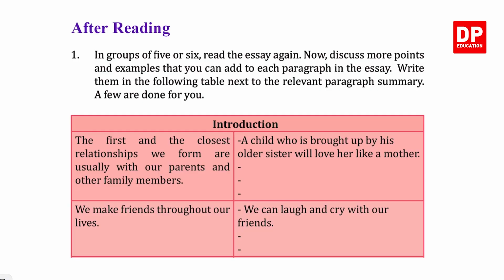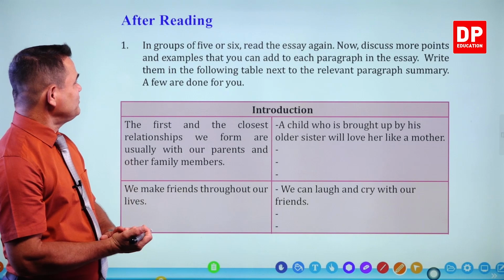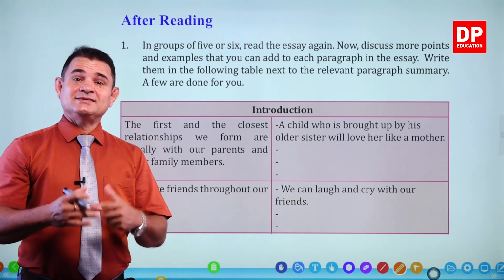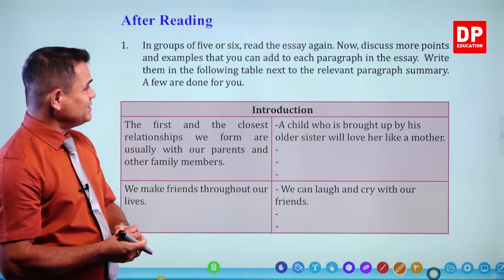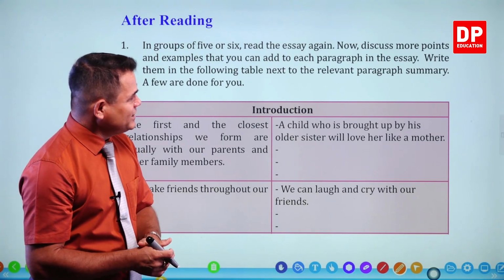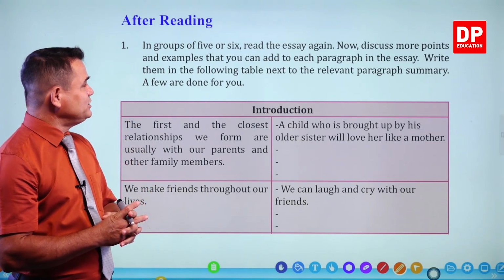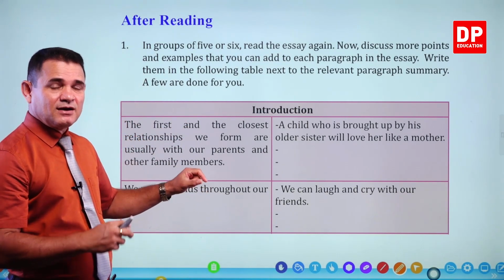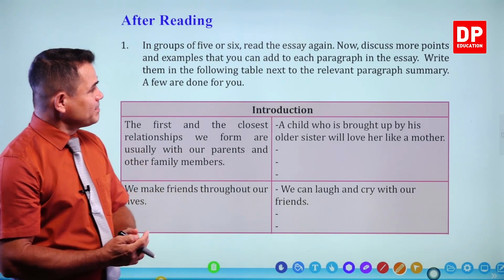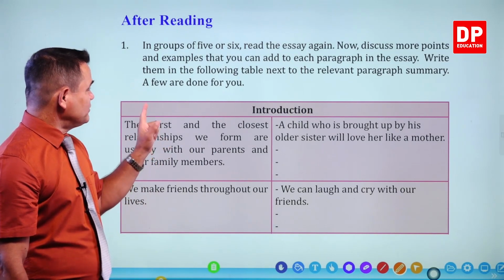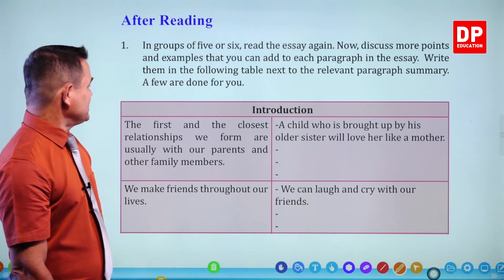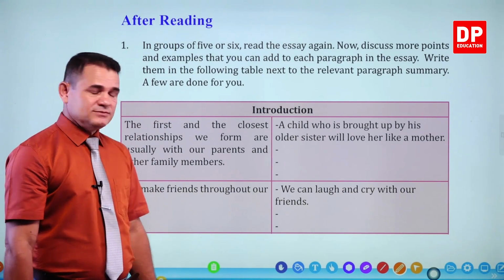And the next one, after reading all these things, in groups of 5 or 6, read the essay once again. ආයිමත් කියවලා essay එක. Now discuss more points and examples that you can add to each paragraph. මේ එක එක ඡේදයට තව මොනවද කරුණු එකතු කරන්න පුළුවන්? In the essay, write them in the following table next to the relevant paragraph's summary. A few are done for you.